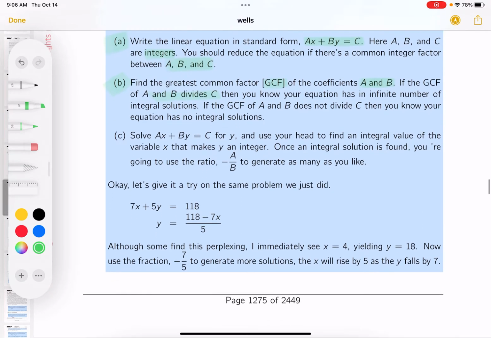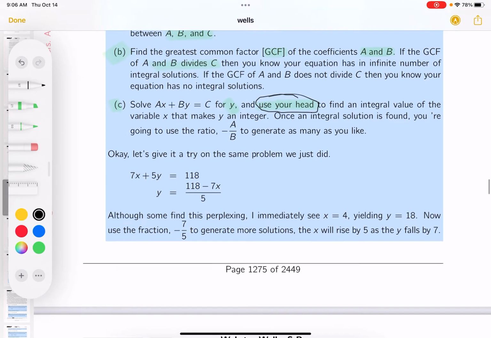All right, C. Solve AX plus BY equals C for Y, and use your head. This is the part where a lot of people say, I have to use my head? Yeah, you got to use your head to find an integral value of the variable x that makes y an integer. Once an integral solution is found, you're going to use the ratio minus A over B to generate more as you like. And we'll go through this.